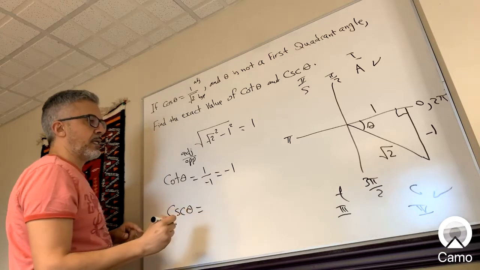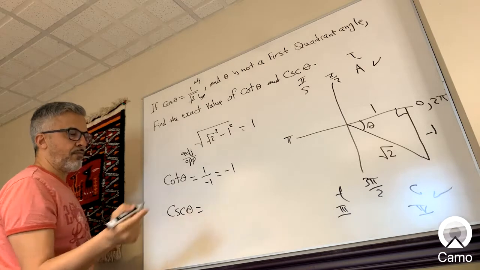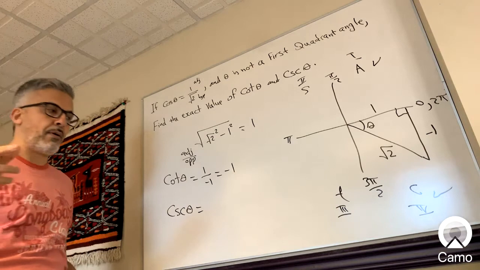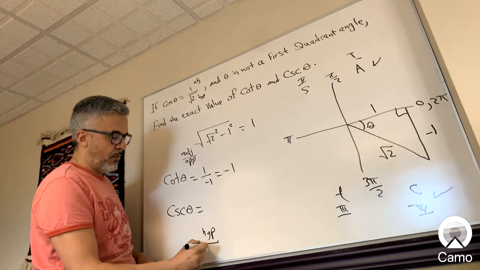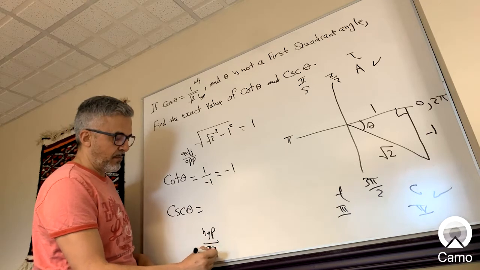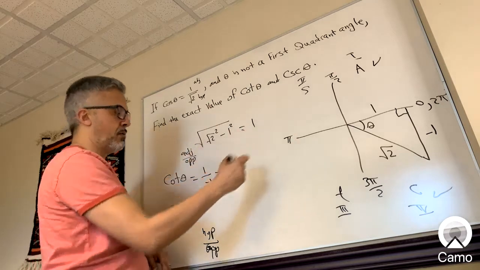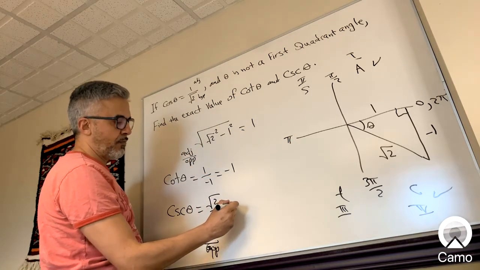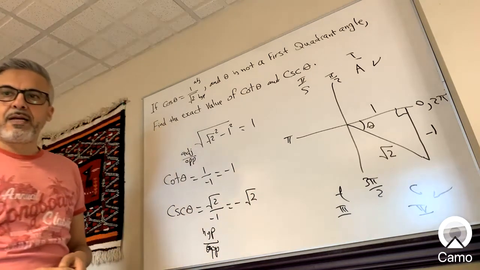And the cosecant is the reciprocal of sine. And since sine is opposite over hypotenuse, then cosecant would be hypotenuse over opposite. So the hypotenuse there is going to be root 2, and the opposite is negative 1. And therefore, the final answer for this is negative root 2. Okay.